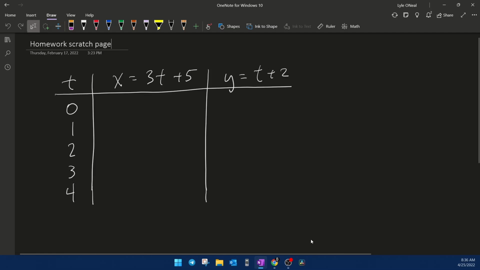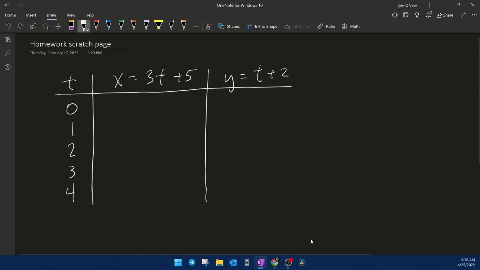Okay, so over here in our scratch work, I want you to notice that I've made this little chart. It said that t goes from 0 to 4, including 0 and 4. x is 3t plus 5. y is t plus 2. So what we're going to do is generate a table of ordered pairs, x comma y, based on my values of t.